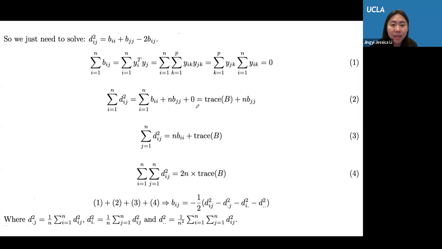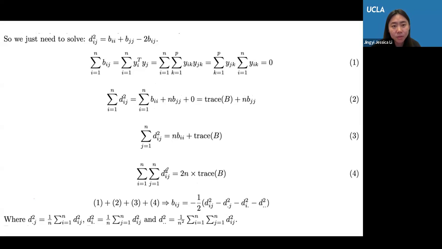And the cross term has a sum of 0. This first term is essentially the trace of the B matrix. We're taking the sum of its diagonal elements plus m b_jj. Similarly, we take the sum of d_ij squared over j. We can get n times b_ii plus trace B.